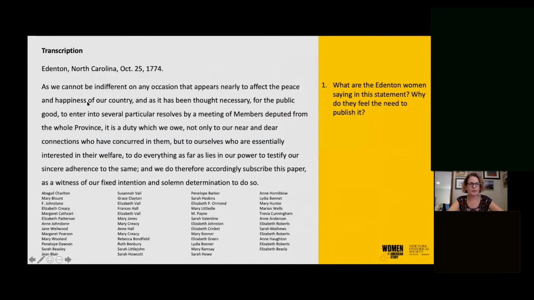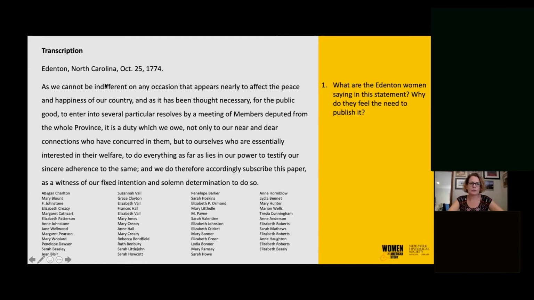As we read this, we do another read aloud. I want you to consider, what are the women saying in this statement? And why do we think they felt the need to publish it? They published this in the newspaper. So what are they saying, and why do we think maybe they felt the need to publish it? As I read, feel free to be putting things in the chat as we go.